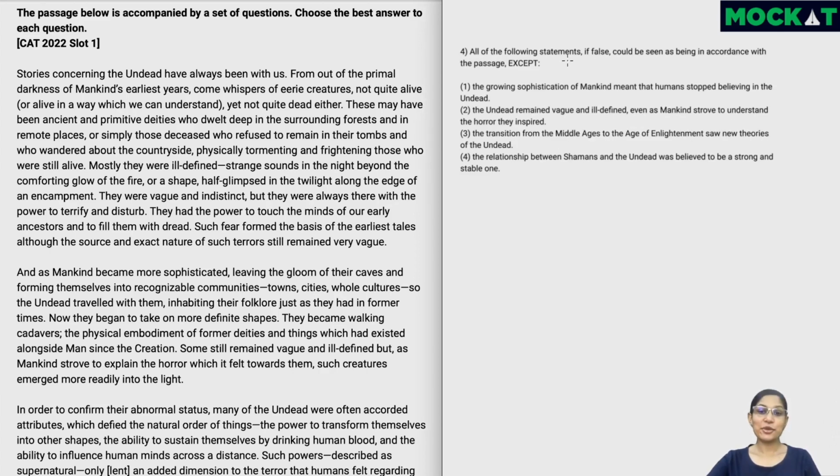This is a slightly tricky question. All of the following statements, if false, could be in accordance with the passage except. So the words if false just make it a little complicated, but when we solve this at the end of the passage, I'll teach you a trick which will make it a little faster.